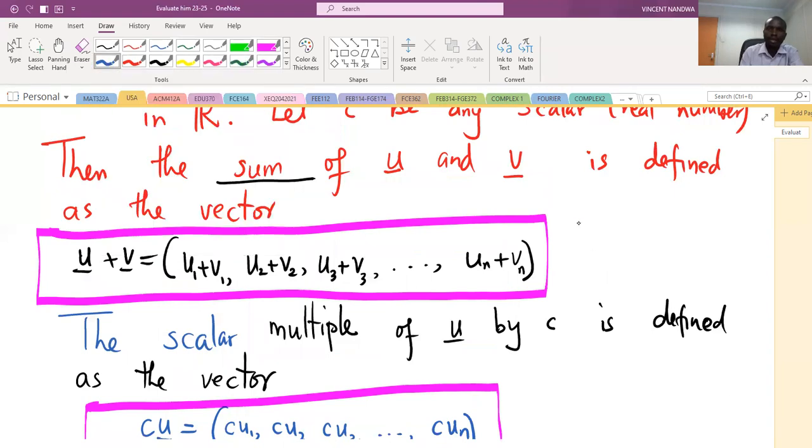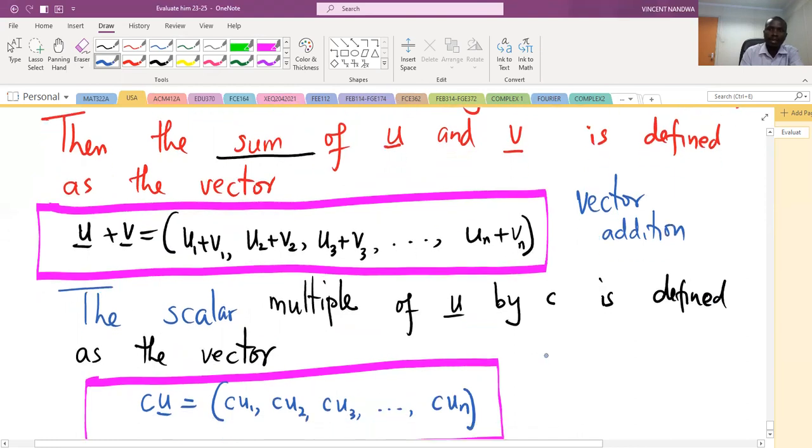So this is vector addition. And then this one is scalar multiplication in Rn. So this is also vector addition in Rn.